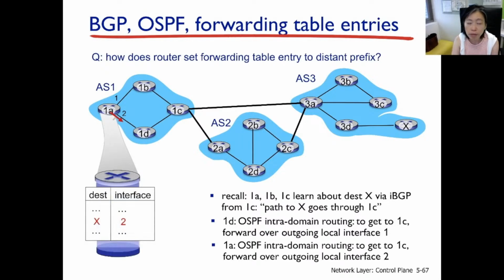Similarly, let's try to derive again for 1A. Okay, so 1A knows, for destination X, I should be forwarding packets towards router 1C. So let's call intra-AS routing and find out from OSPF what is the shortest path to 1C and which link, is it 1 or 2, is on the shortest path? And we'll get 2 here, and 2 here with 4 packets to 1D. And 1D here, we see earlier, will be forwarding packets over this direction and reaching 1C. Therefore, going backwards and reaching destination X.